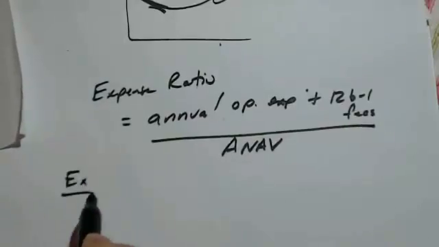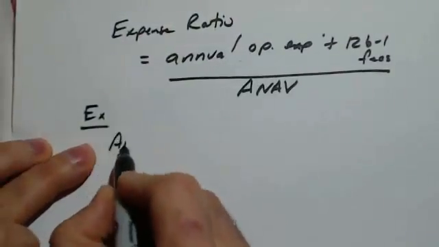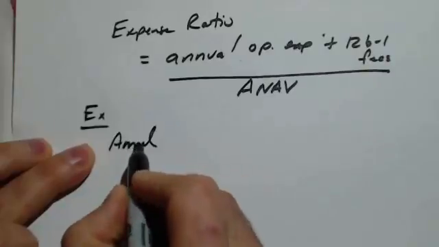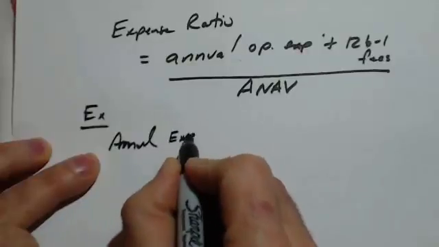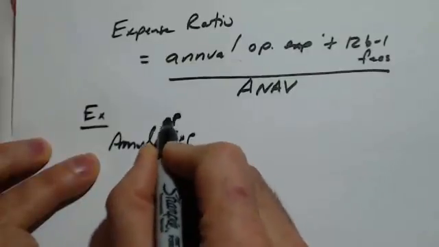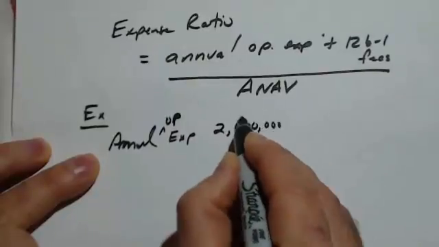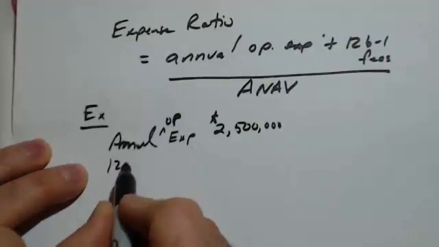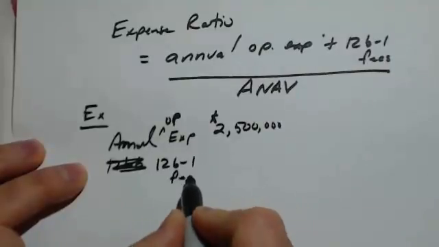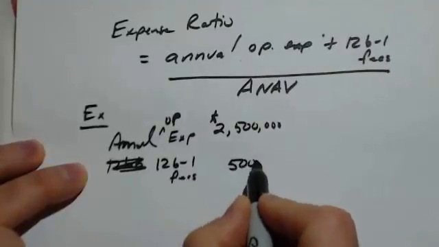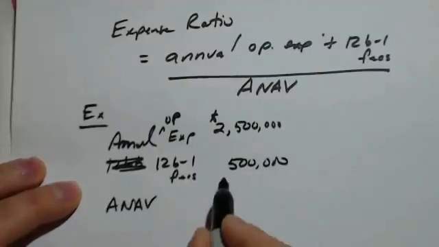Suppose a fund has annual expenses, operating expenses, right? And let's say they're $2.5 million operating expenses. 12B1 fees, let's say they're $500,000 for the year, and the average net asset value is $300 million.